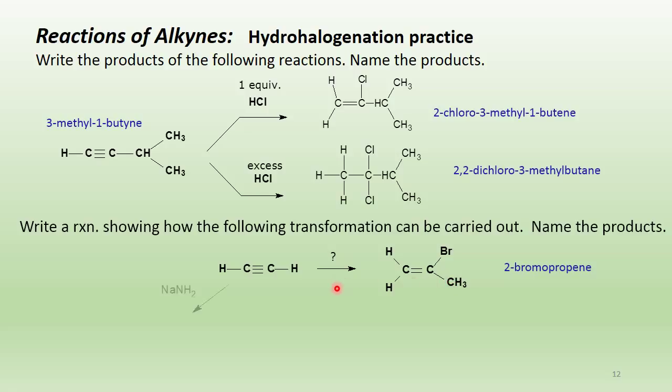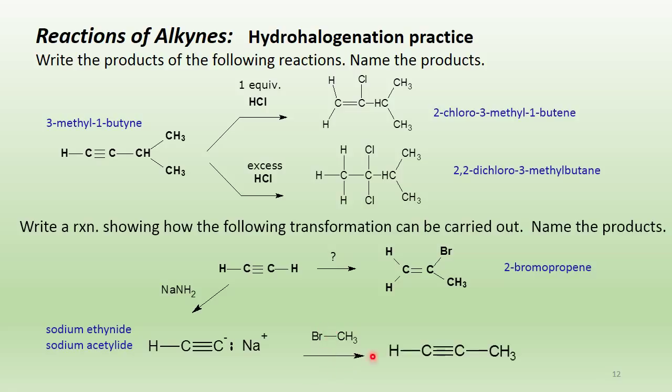Let's go ahead and add sodium amide to deprotonate our terminal alkyne and make sodium acetylide or sodium ethynide. We need to add one more carbon to that. We can add methyl bromide or methyl chloride. There'll be a substitution reaction, SN2 reaction, replacing the bromide and adding the carbon. So there we get propyne. And to go from propyne to 2-bromopropene, we simply need to add one equivalent of HBr. Hydrogen will add to the less substituted carbon, bromine to the more substituted, giving us our finished product.